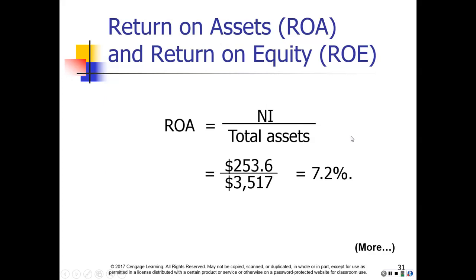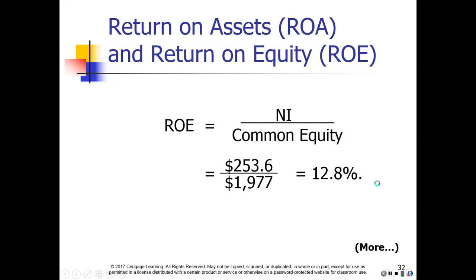Then return on assets, right? That's net income over total assets, and that's the company's bottom line, so it's the bottom line of the income statement, which is the net income, divided by total assets. Again, total assets will come from the balance sheet, and the return on assets for the company is 7.2%, and return on equity is same again.